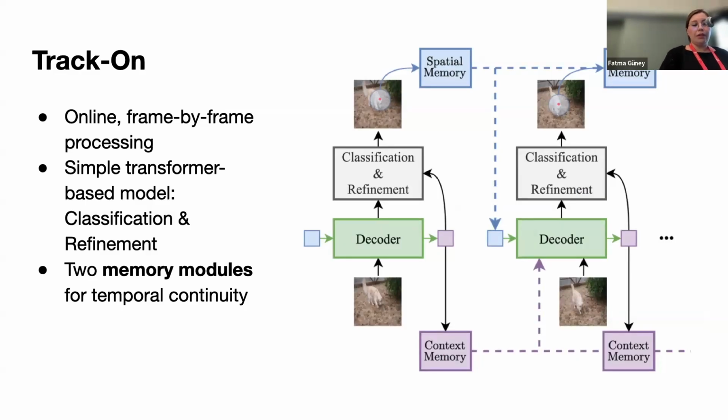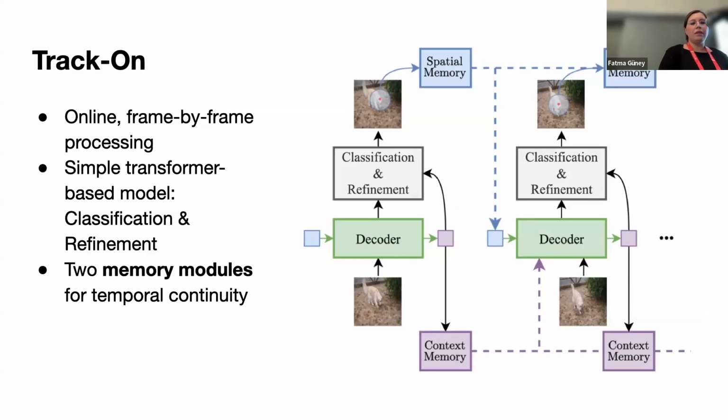We do long-term point tracking in an online processing setting. Here, the model processes the video frames sequentially, one frame at a time, without having access to the future frames, right? We have a simple transformer-based model. We changed from regression to classification and refinement. I will talk about it more in a second.